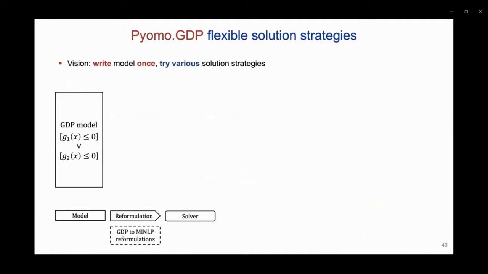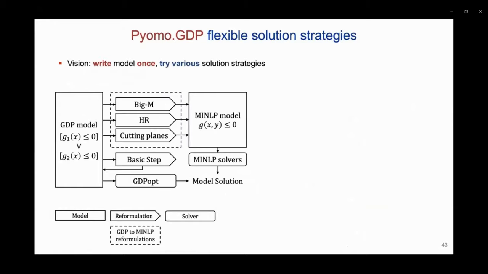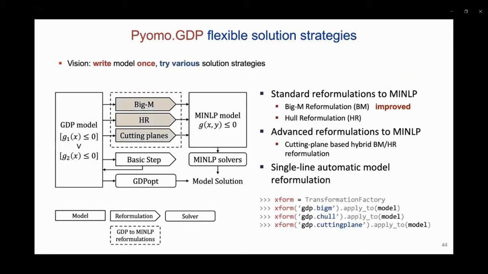Okay, so the idea here again is to provide for flexible solution strategies. So here we start again with a GDP model. Then we're going to have the option of either using a reformulation and converting it into an MINLP. You could use the big M, the hull relaxation, maybe using some cutting planes, or else we could do the disjunctive. We may perform something called basic steps and solve it as a GDP problem. So we want to provide that flexibility. So it's not one single approach. Now, the standard way, which is the one I'm showing here, if it's MINLP, you could do the big M reformulation. Those of you who are not familiar with that, in the references that I gave, we show big M is like the more intuitive type of approach.